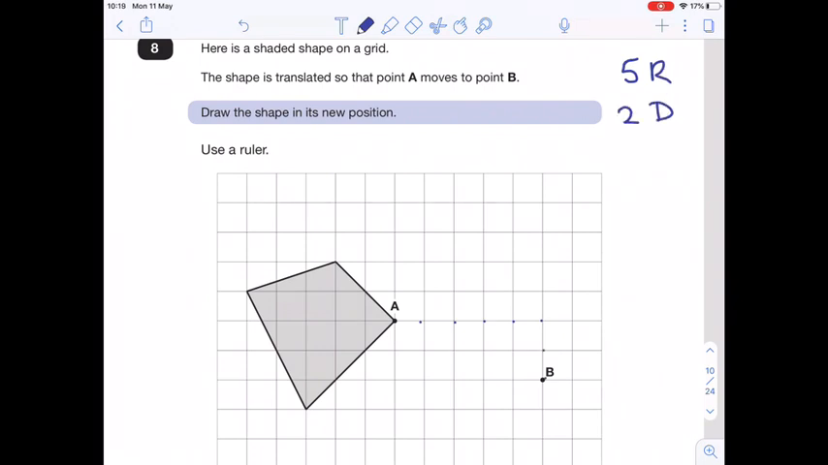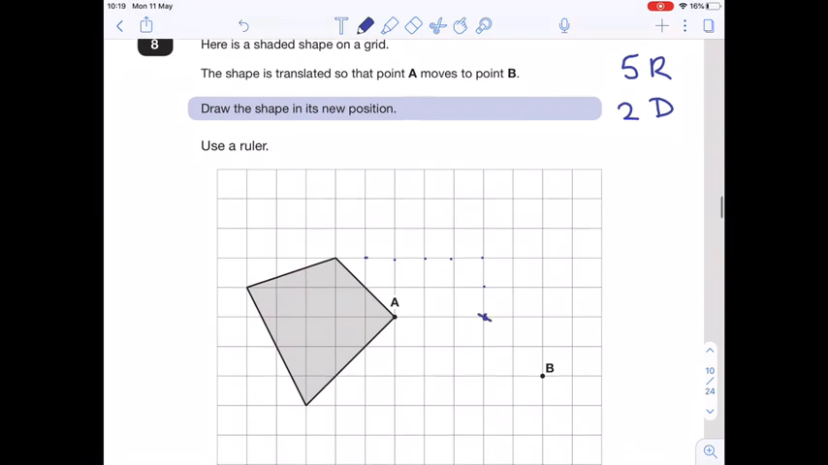So that means each point on this shape needs to move the same. Okay, so let's get rid of those there. We're going to move this point here, we're going to move that 5 to the right and 2 down. So 1, 2, 3, 4, 5, 2 down, mark it there. I would normally put a cross, but it's a little bit tricky on this iPad. Okay, now I'm going to move this point here, 1, 2, 3, 4, 5 and 2 down. So that ends up there.